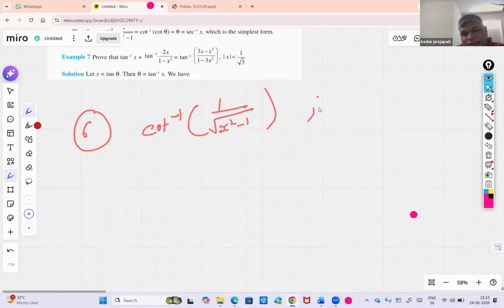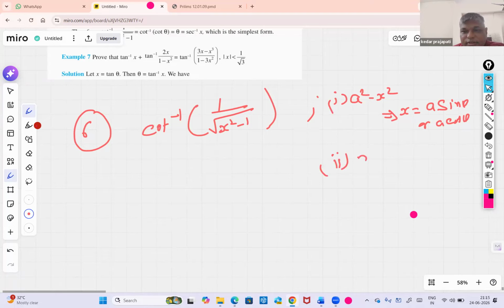Sometime back I told you two substitutions, right? If it is a square minus x square, then what you have to do? Put x equal to a sin theta or a cos theta, right? I also told you the second one.